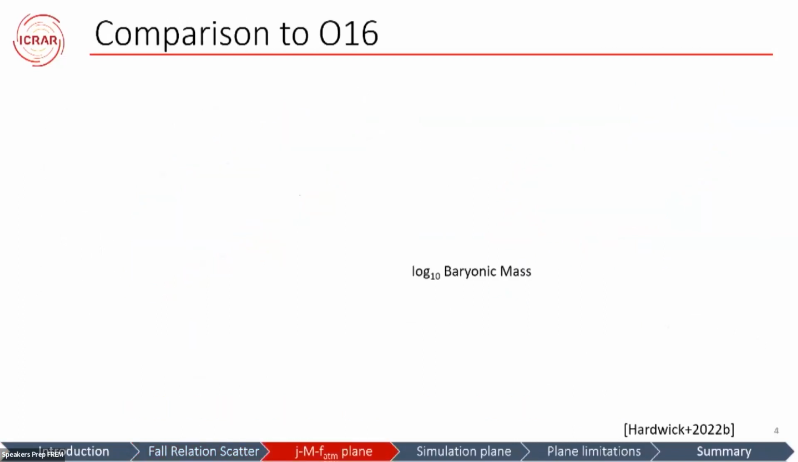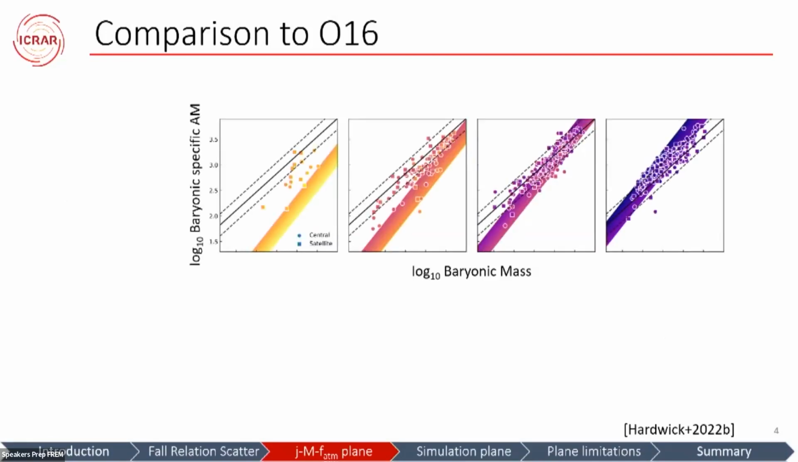So here again, I'm showing mass, but now it's baryonic mass against baryonic specific angular momentum. And now I'm actually separating into 4 even bins of gas fraction. And we can see here that the predictions from the O16 model, which is in the colored regions, I should say that the color coding is gas fraction again, we see that the model deviates from our galaxies, which are the points, particularly for low gas fractions.